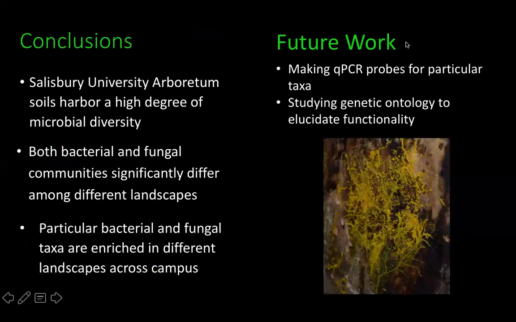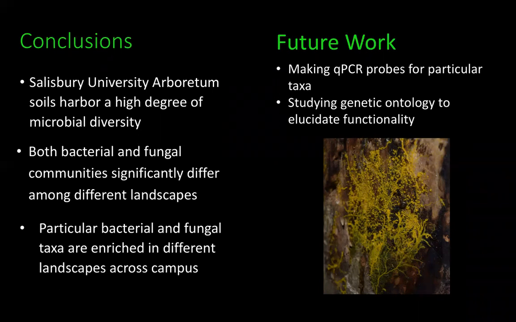So what are the overall conclusions of our study? At the Salisbury University Arboretum, our soils harbor a high degree of microbial diversity. Both bacterial and fungal communities significantly differ amongst these landscapes in terms of richness, diversity, and microbial assemblage. And we actually found on our campus that particular bacterial and fungal taxa are enriched in these different landscapes. So they may be able to be used as indicators of soil condition, which is important because they might be more effective and more precise in the long run than, say, studying these physical and chemical properties that take a long time to actually show these different levels of concern.